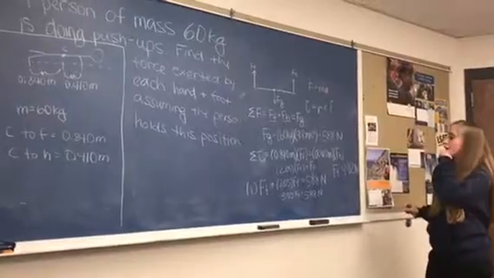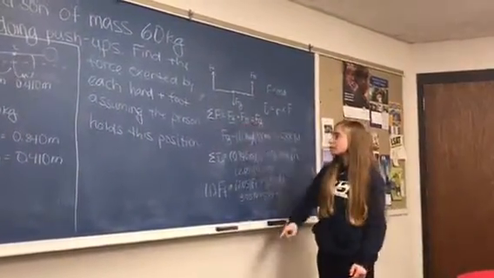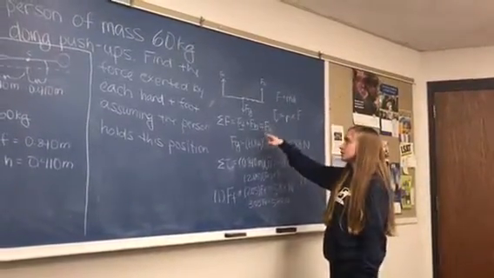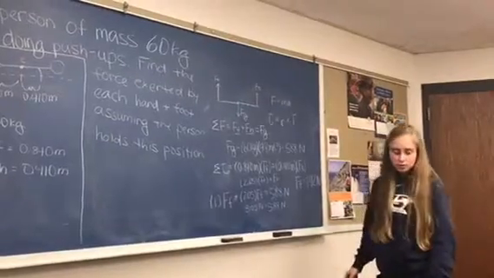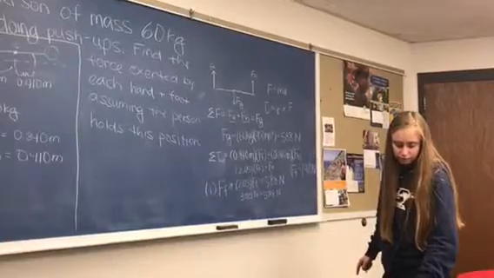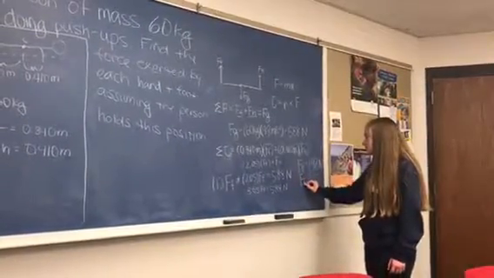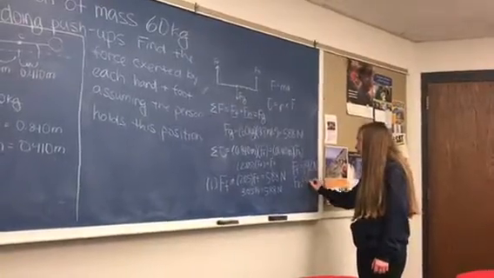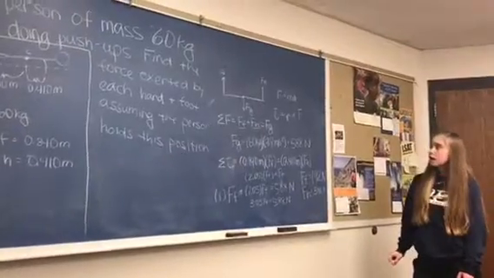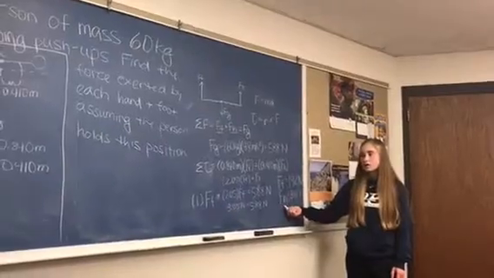Then to solve for force due to the hands, we can go back up to our equation. So basically we would have 192 plus F sub H equals 588. To solve that algebra, we would just simply do 588 minus 192, which would give us 396 newtons.